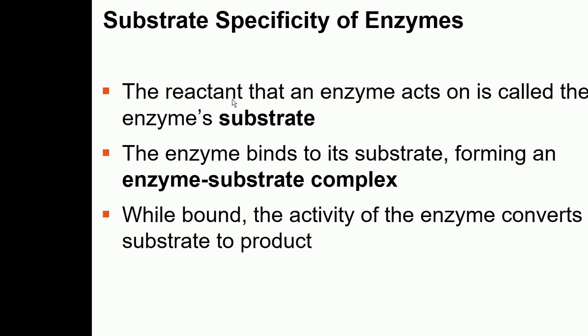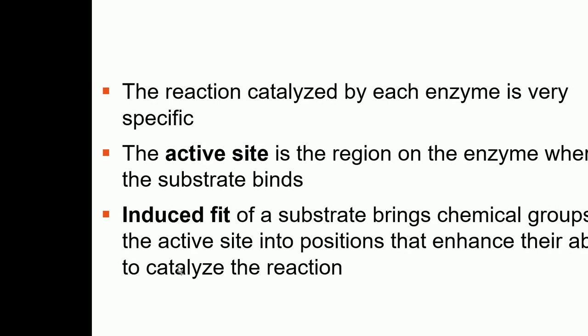Okay, so the reactant that an enzyme acts on is called the substrate. The enzyme and the substrate form a complex called the enzyme-substrate complex, and then the enzyme converts the substrate into the products. The substrate, or the reactant, binds to a special region on the enzyme, and that is called the active site.